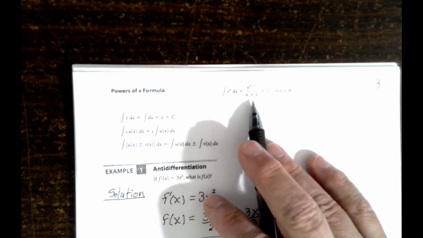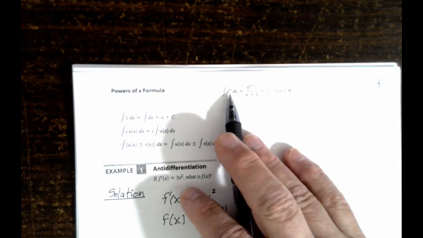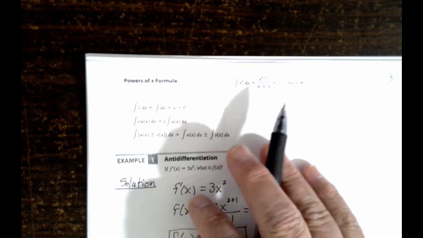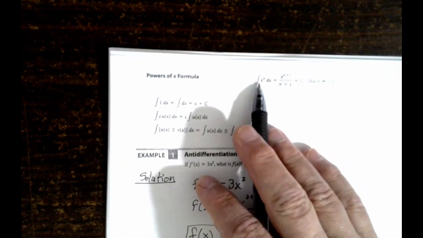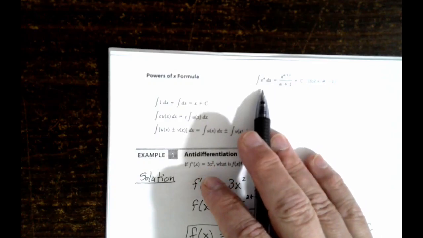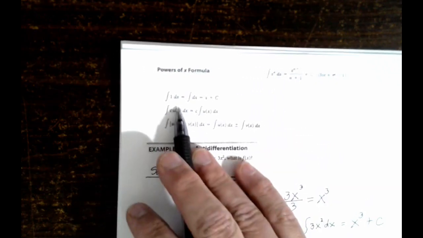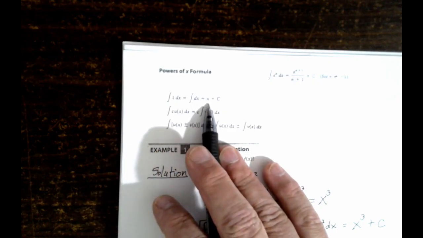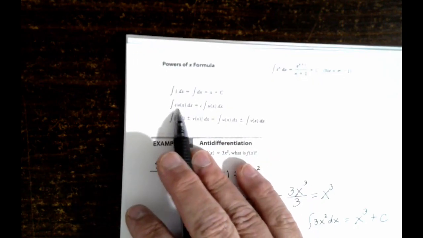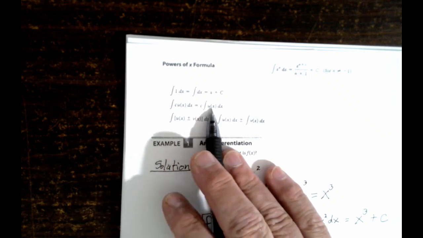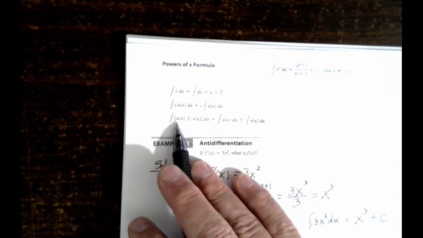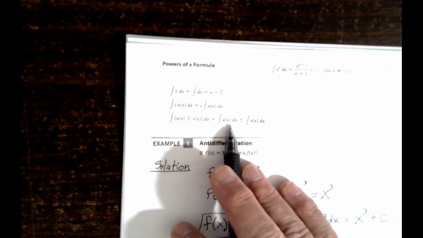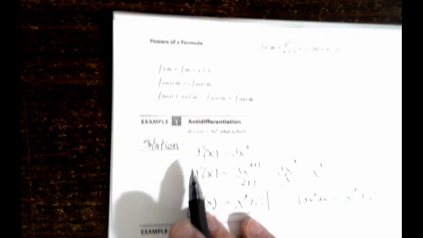Now this is not true if you start out with x to the negative 1. That's a different case, and we'll cover that in future sections. But for now, you just take the exponent, add 1, and divide by that new exponent. The integral of 1 is just x. A constant times a function is just a constant times the integral of the function. And the integral of 2 functions being added or subtracted is the integral of each one added or subtracted.